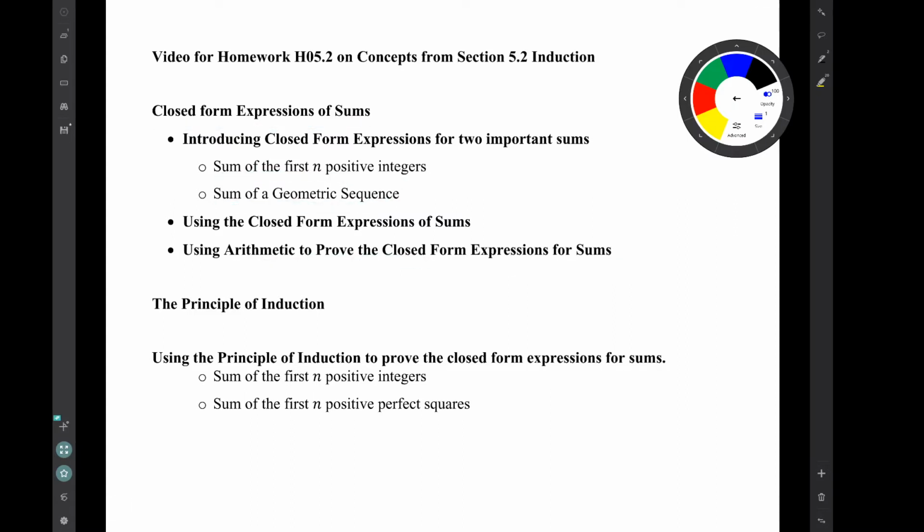And then I'll introduce what's called the principle of induction. That will be a new rule of inference, and that rule of inference, the principle of induction, can be used to prove the closed form expressions for sums. We'll prove one of the ones that was already proved earlier using arithmetic, but then we'll prove one that is too hard to prove using arithmetic.